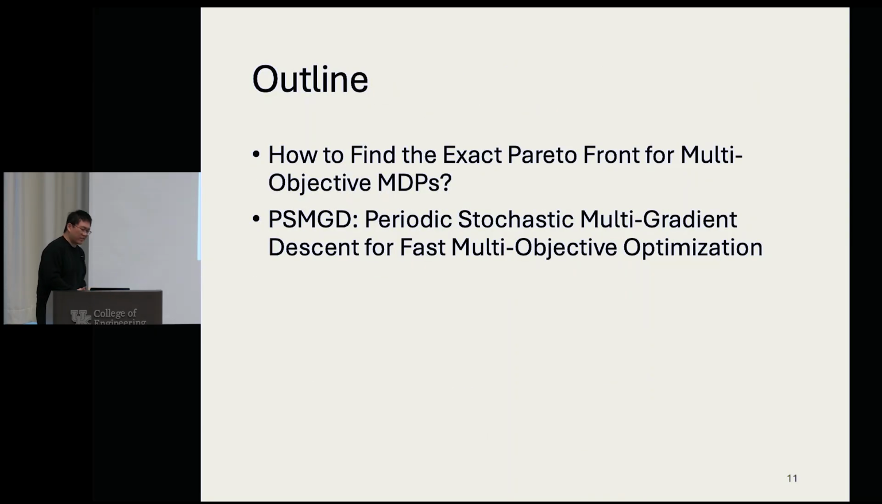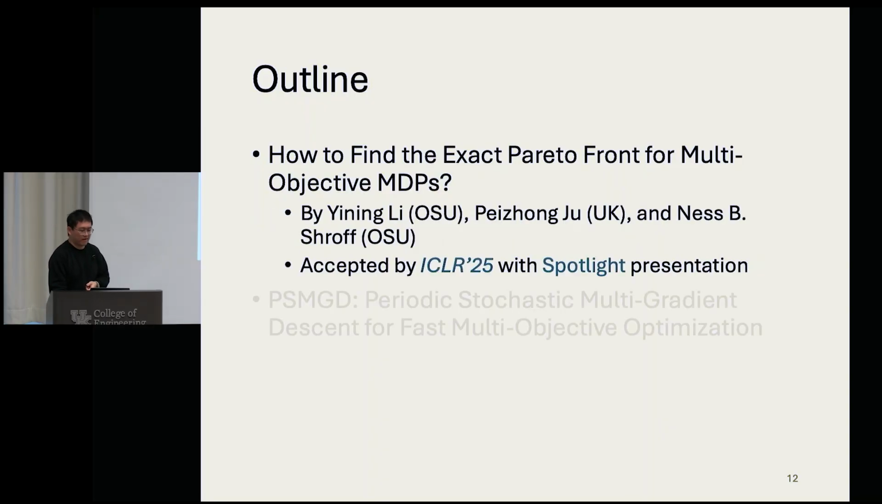And in today's talk, I will talk about our two recent research works. One is about how to find the exact trade-off front for multi-objective MDPs, and the other is efficient multi-gradient descent to solve multi-objective optimization. The first work is a collaboration with researchers at Ohio State University, and it was recently accepted by ICLR 25 and got a spotlight presentation.